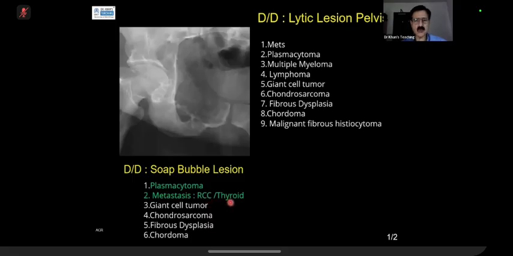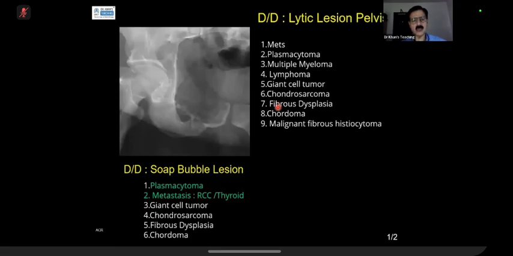Even they can give you a long case where there is an ultrasound of the thyroid with a soap bubble lesion, or an ultrasound of the kidney and a soap bubble lesion. Then these differentials should be in your mind. Giant cell tumor, chondrosarcoma, fibrous dysplasia. Look at this, fibrous dysplasia can also give you a soap bubble appearance. It's a benign thing. Chordoma, that is in the sacrum. Now, this differential should also be in your mind. Very important for the exam.